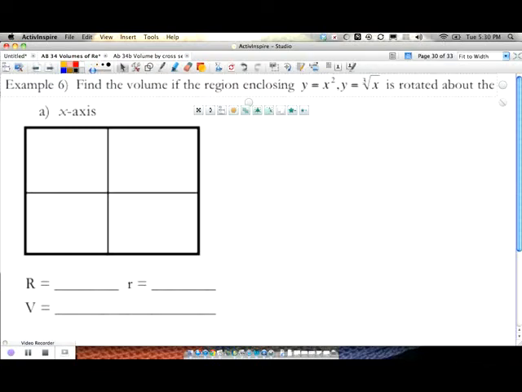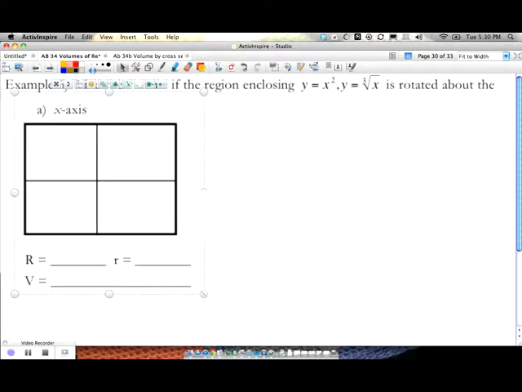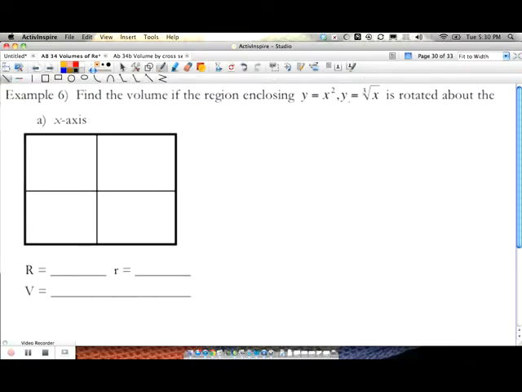Alright, we're on the last example for these volumes of rotation. Sure has taken long enough for us to get through it, but we're almost there, guys. Thank you for hanging in there. Alright, let's start with just looking at what kind of shape we have. We got a couple of things going on here.